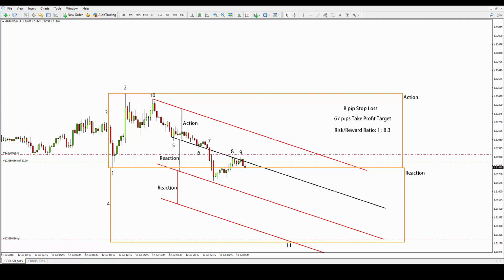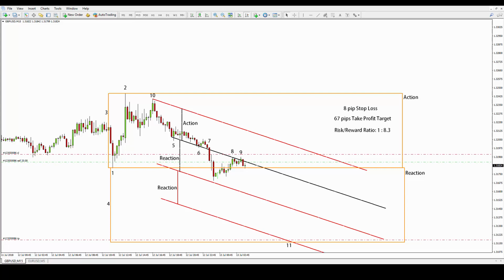Notice that I have a trade that was opened right after candle 9 closed. A narrow stop loss was placed above the high of the fractal bar and an aggressive take-profit target was placed a few pips above the energy point marked in number 11. This gives us a trade with the potential to earn 8.3 times more than what we are risking.